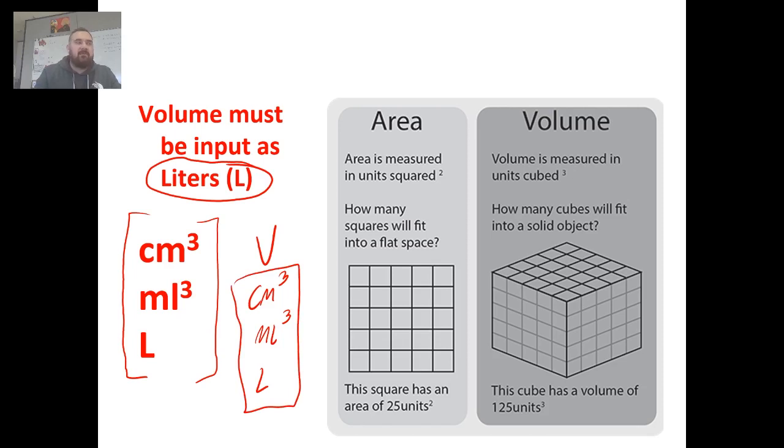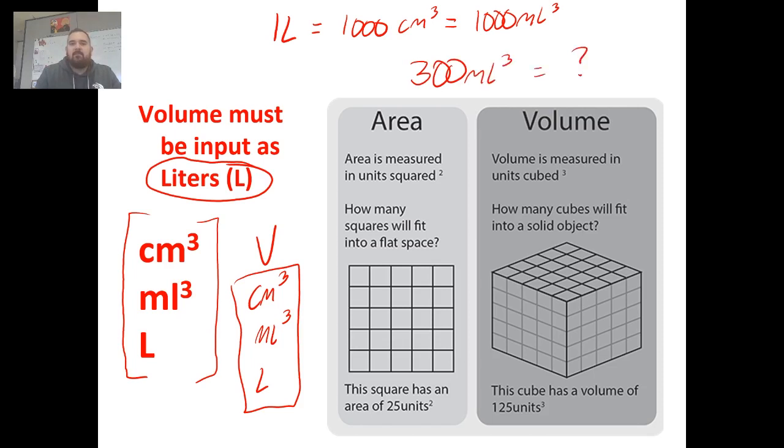Now I want to show you how to convert from one to the other because you need to do that. So 1 liter is equal to 1,000 centimeters cubed. And it's really cool because it's also equal to 1,000 milliliters cubed. So if I tell you that you have 300 milliliters cubed, how many liters do you have? What is it? 0.3 liters. So all you do is you place your decimal, you move it over 3 spaces every single time. That sound easy enough?